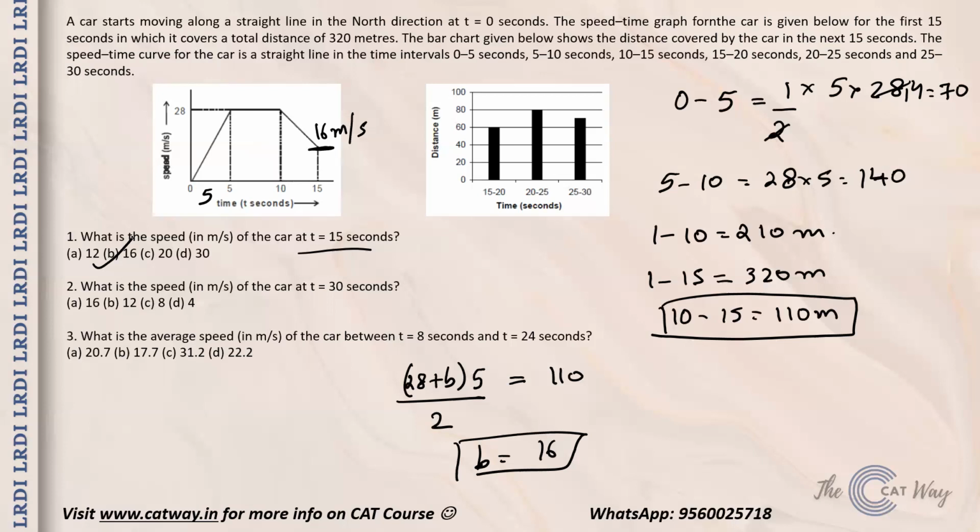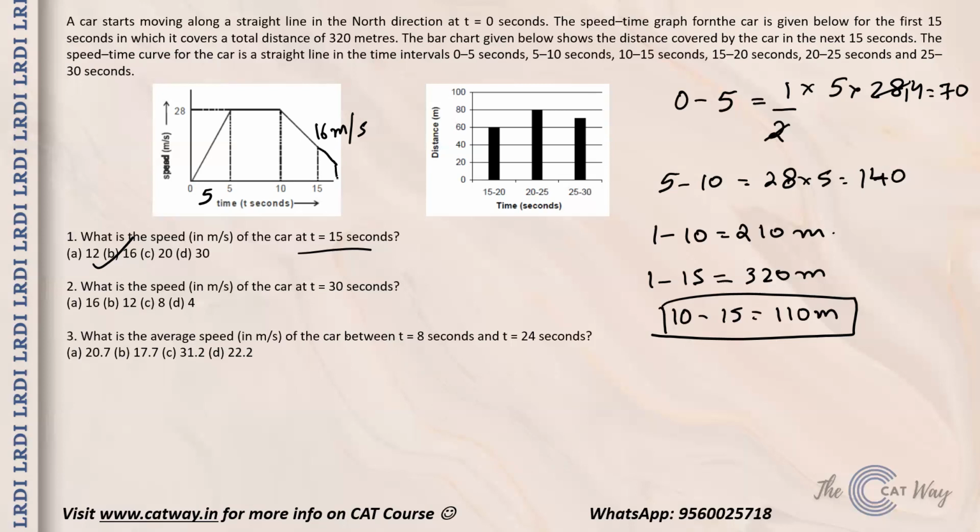Now moving further. It is asking what is the speed of the car at t equals 30 seconds. But before going to that, what we need to calculate is the speed of the car at the 20th second, 25th second, and then only we can calculate the speed of the car at the 30th second. So now what do we have, guys? Let's see. In the next 5 seconds, the car covered 60 meters. That means probably the speed dipped even more, right?